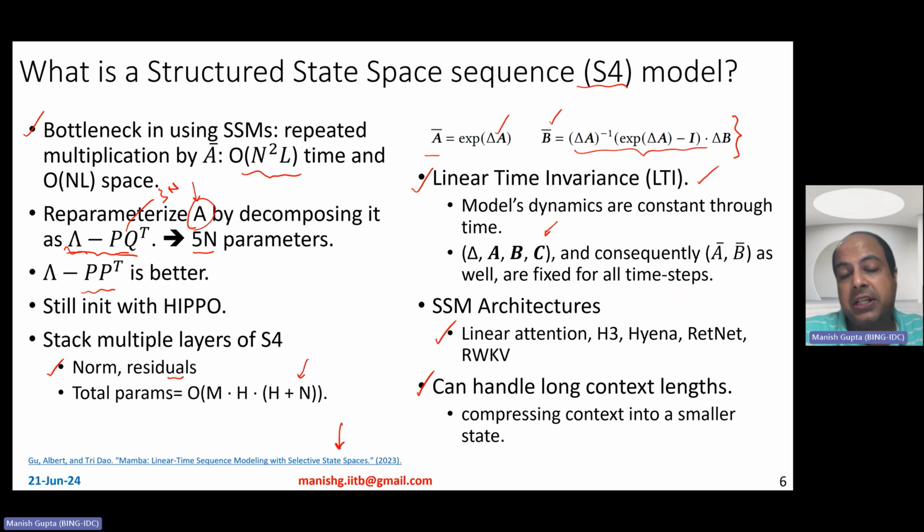They compress context into a small state, right? Attention does not compress context at all, right? It basically keeps those key value caches forever, which makes it quadratic in complexity. But these state space models can handle very long context lengths.